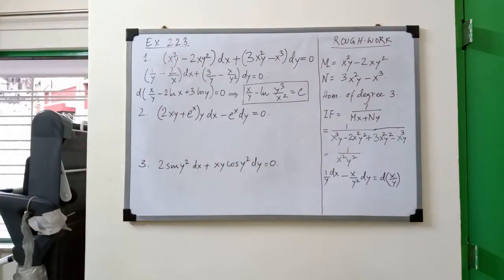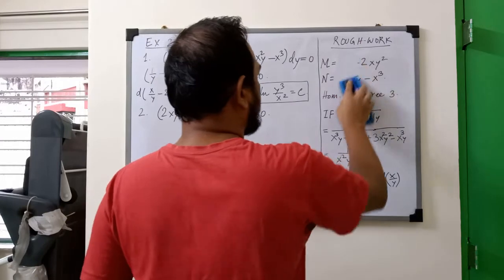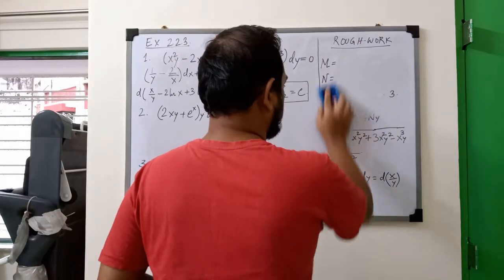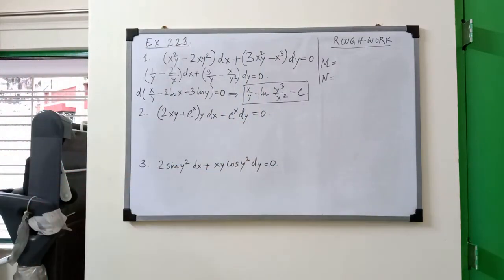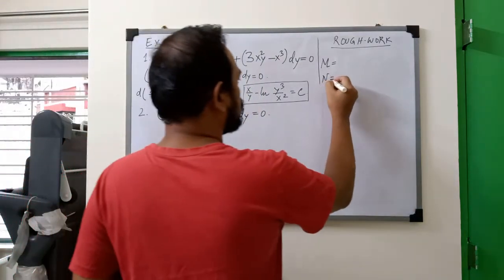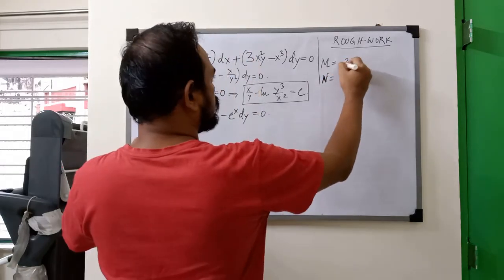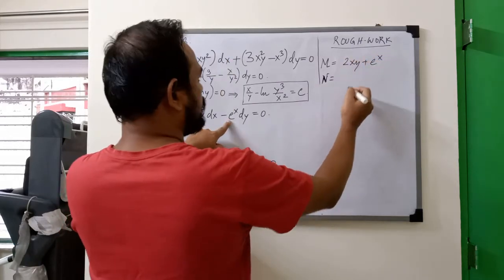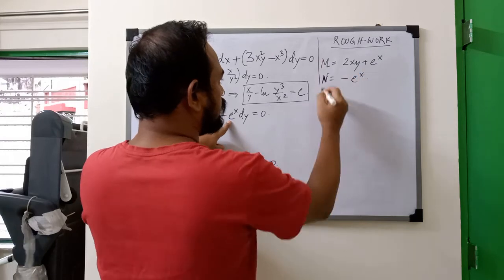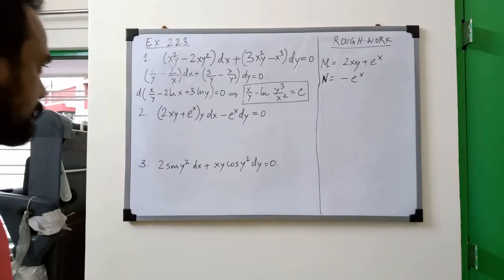Okay, let's do the second one. For this one, the m and n are these two. So m is 2xy plus e to the x, and n is minus e to the x. So here there is no question of homogeneity. We have to look for other terms, other things.